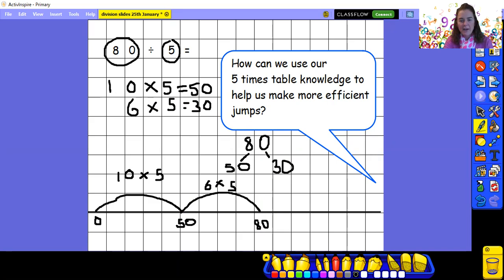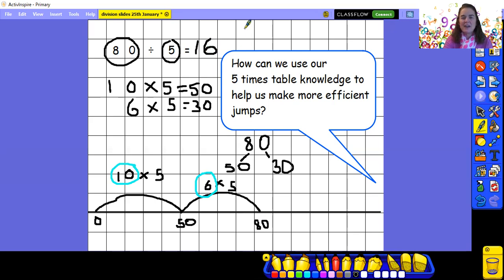Then we've got to work out how many jumps we've done altogether. How many lots of 5 have we done altogether? So we've got our 10 lots of 5 and our 6 lots of 5. So what is 10 add 6? 10 add 6 is 16. So the answer is 16.